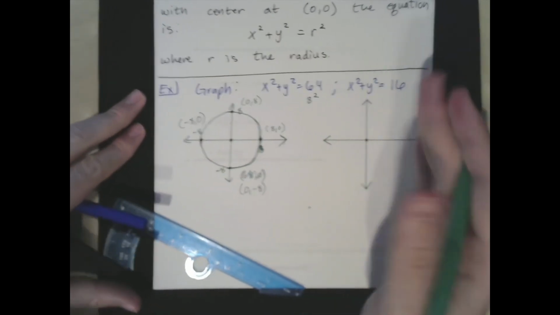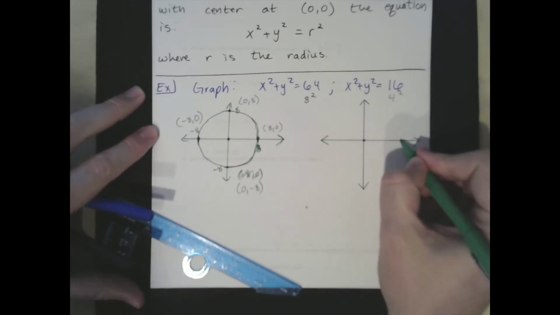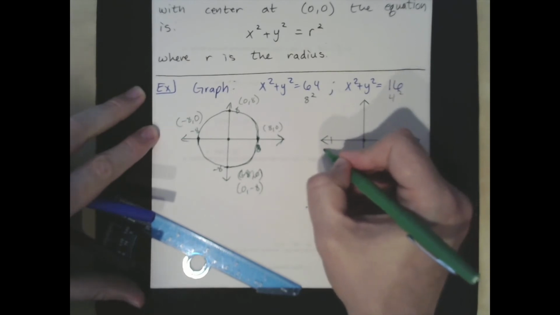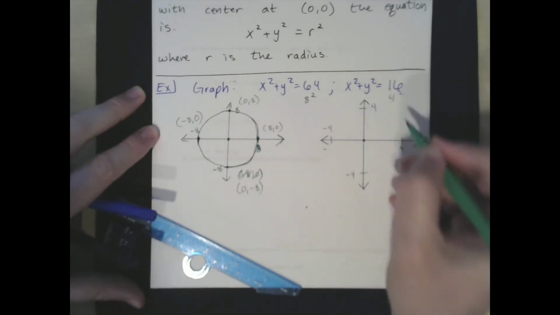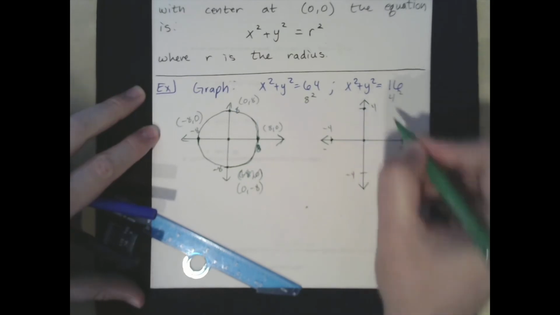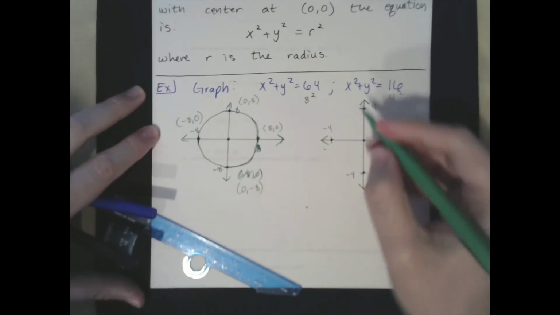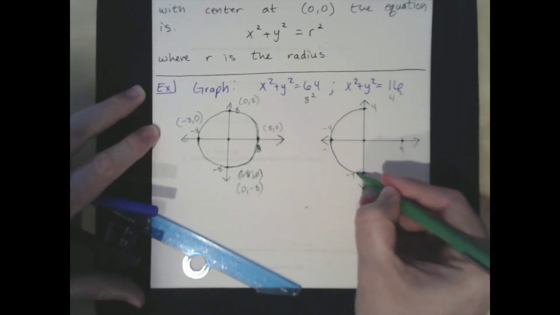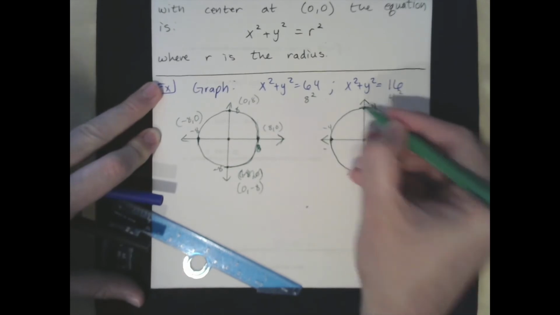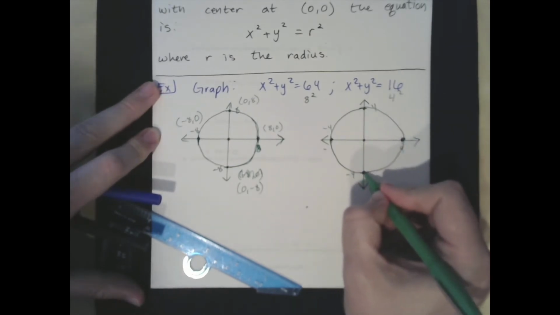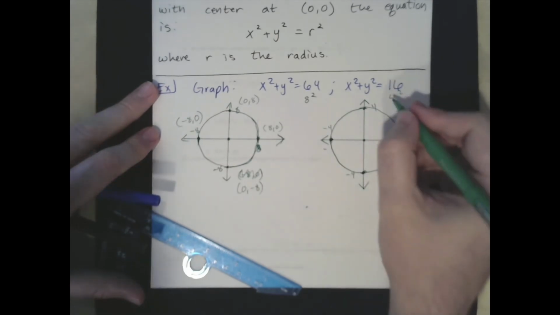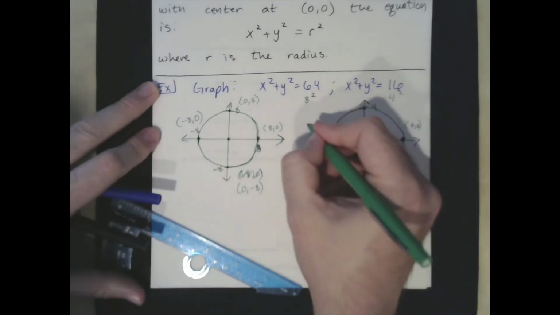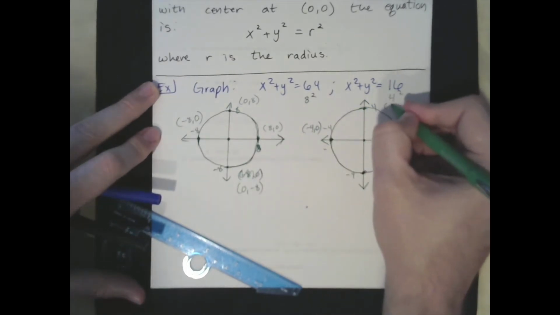Well, over here, 16 is 4 squared. So I need to go out to 4, down to negative 4, over to negative 4, and up to 4. And we plot these points, and we make a circle, as best you can. You can see mine's not very good ever. Can't draw circles. And this is 4, 0. This is 0, negative 4. This is negative 4, 0. And this is 0, 4.